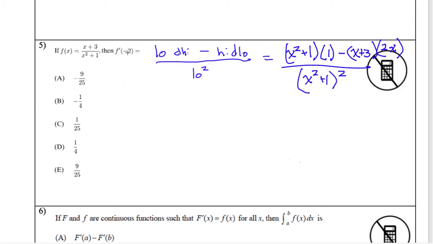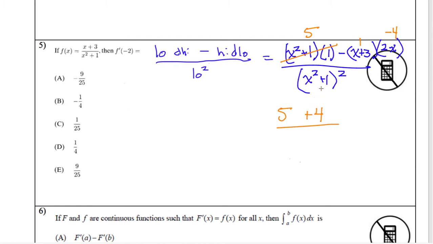And then plug in -2 immediately. When I plug in, -2 squared is 4, plus 1 is 5, so this whole thing is now 5. If I plug in, -2 plus 3 is 1. -2 times 2 is -4. So this is a minus -4, so it's going to be 5 plus 4. I now have 5 plus 4 on the top.